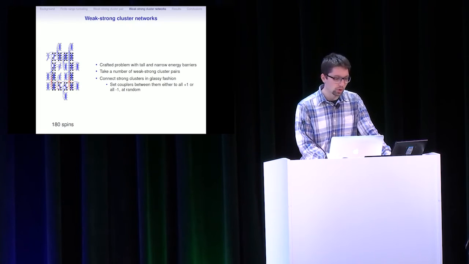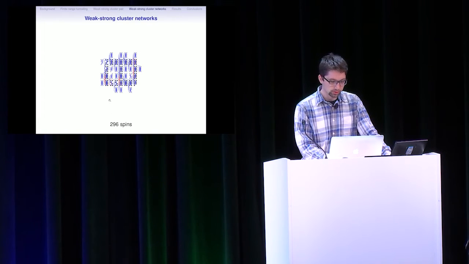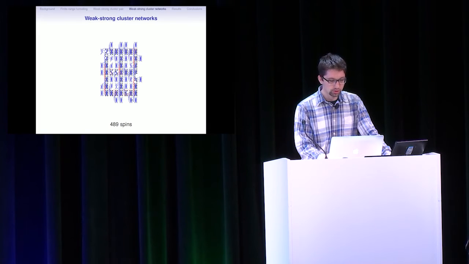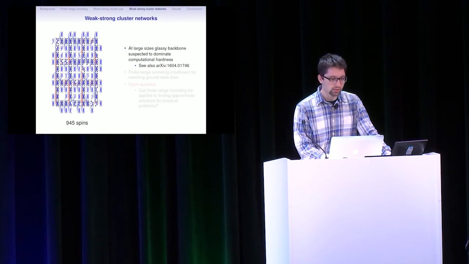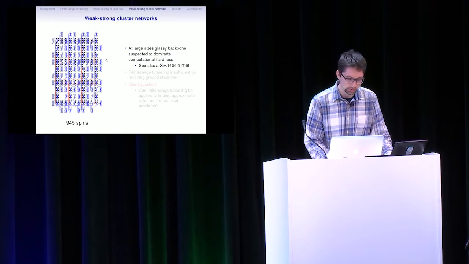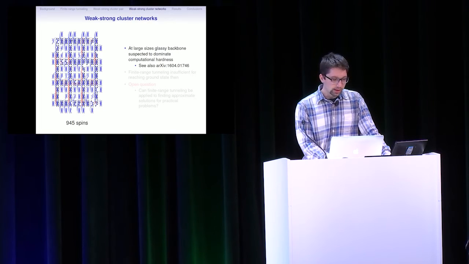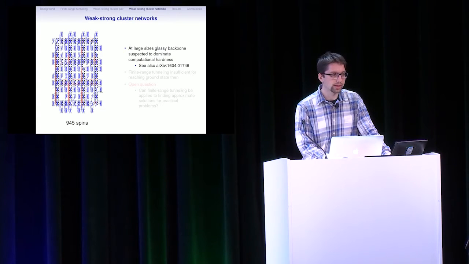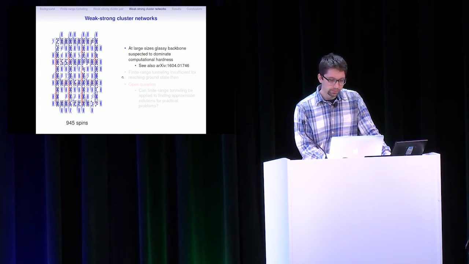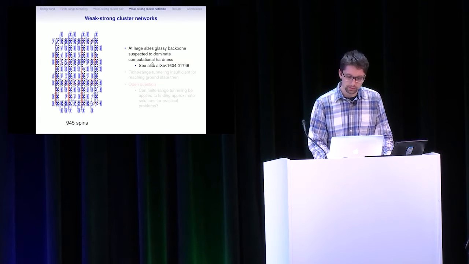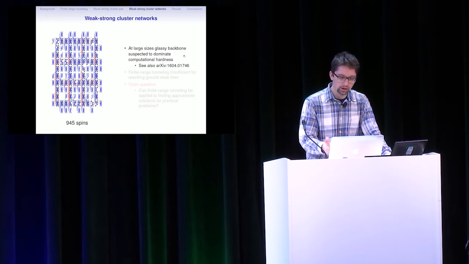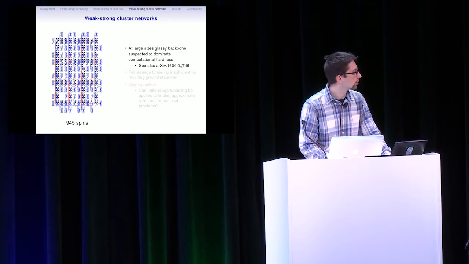So this is the small version of the problem with 180 spins on the D-Wave graph. We have constructed larger versions like this. This is still larger, yet larger. And then this version covers almost all of the graph of the current D-Wave machine. So at large sizes like this, we're suspecting that the glassy backbone of the problem is dominating the computational hardness. This is also explored by a recent paper by Helmut Katzgraber's team, which you can find here on the archive.